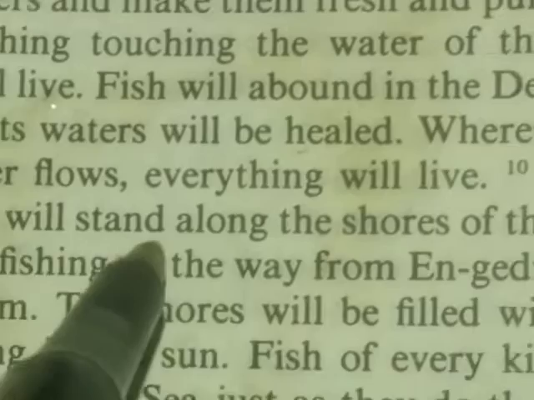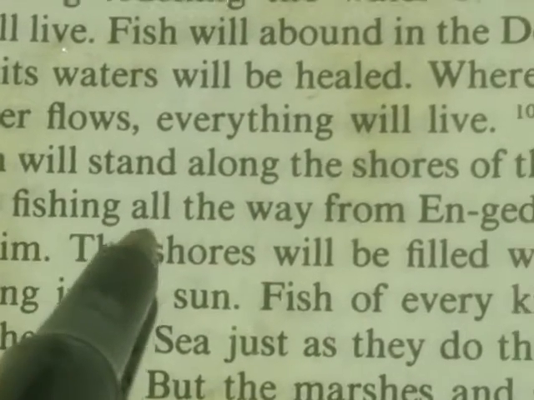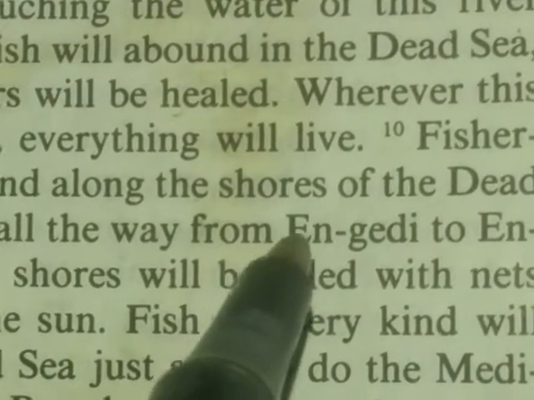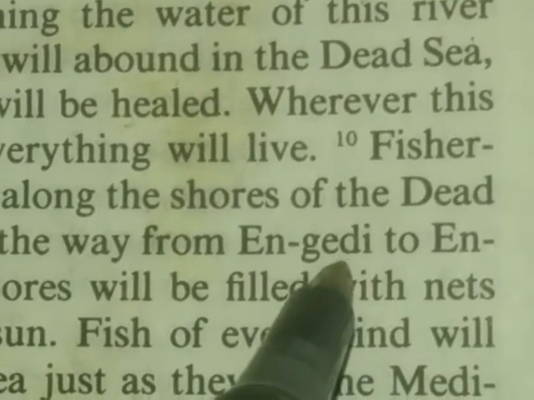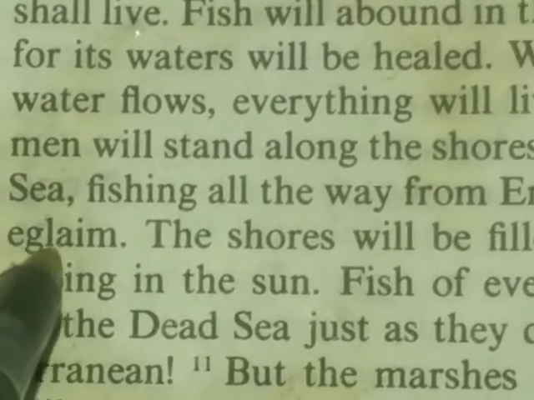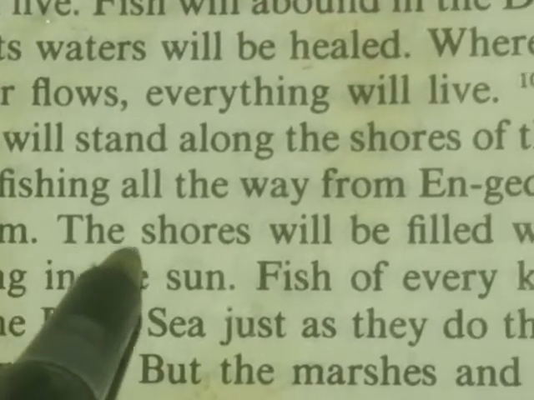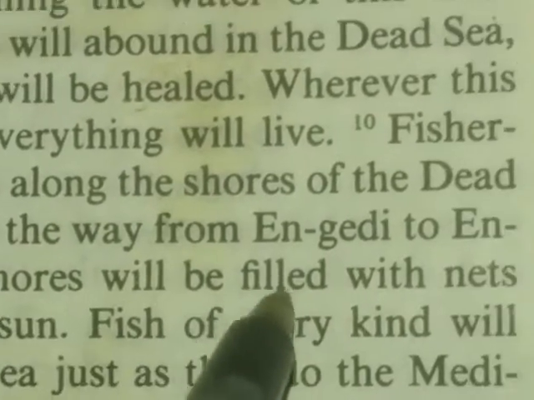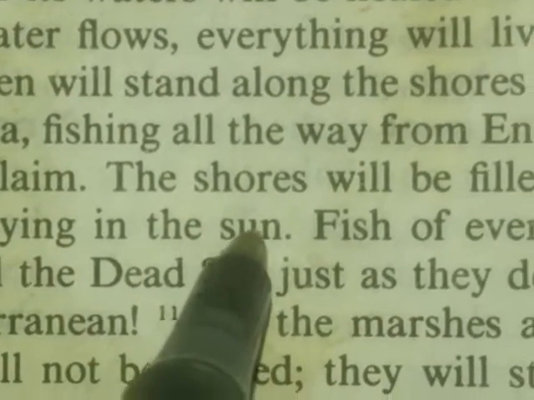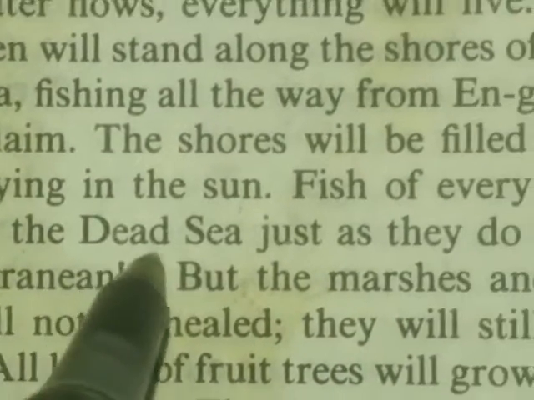Fishermen will stand along the shores of the Dead Sea, fishing all the way from En-Gedi to En-Eglaim. The shores will be filled with nets, drying in the sun. Fish of every kind will fill the Dead Sea.